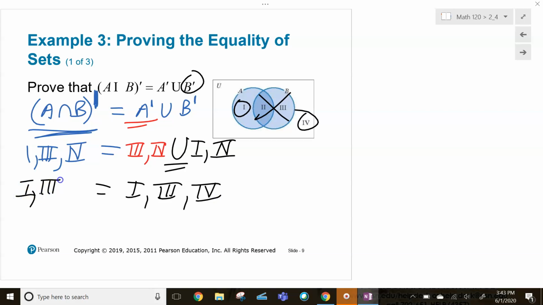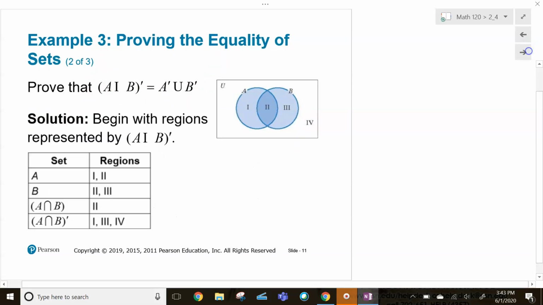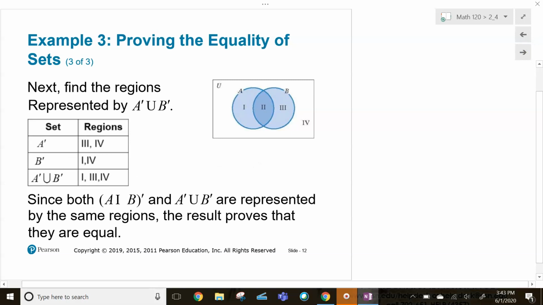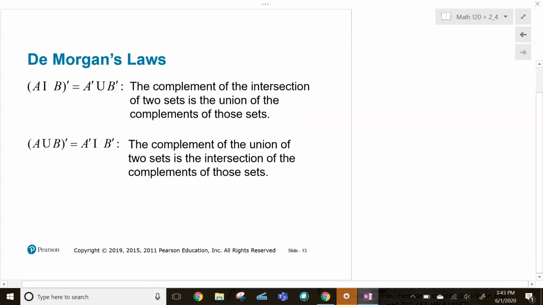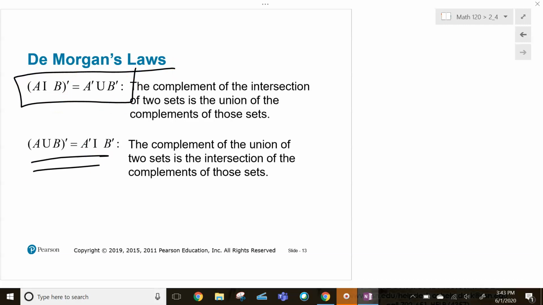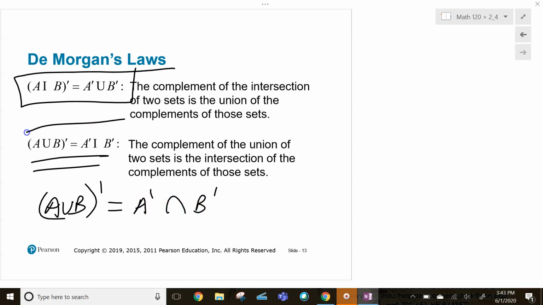Well, sure enough, that is what you call De Morgan. That's one of De Morgan's laws. This is just the walkthrough of that. And you could do the same thing for the other one there. The complement of the union of A and B is equivalent to the intersection of the complement of A with the complement of B. Again, these are called De Morgan's laws.